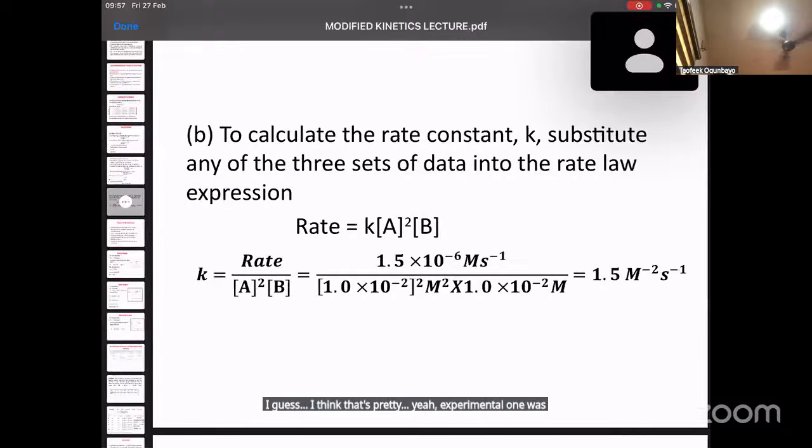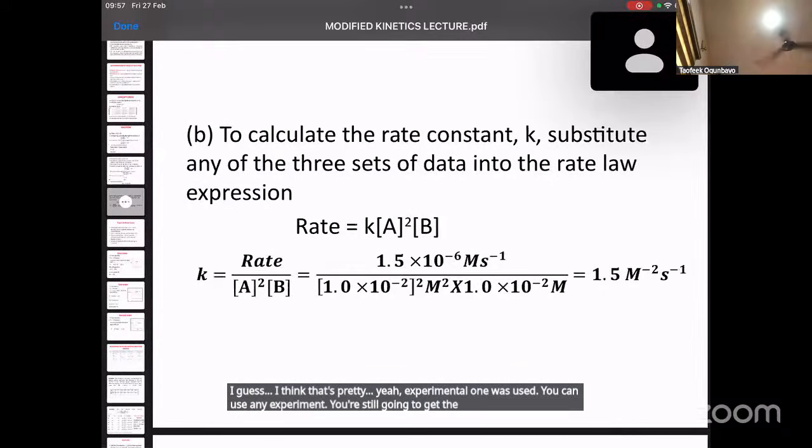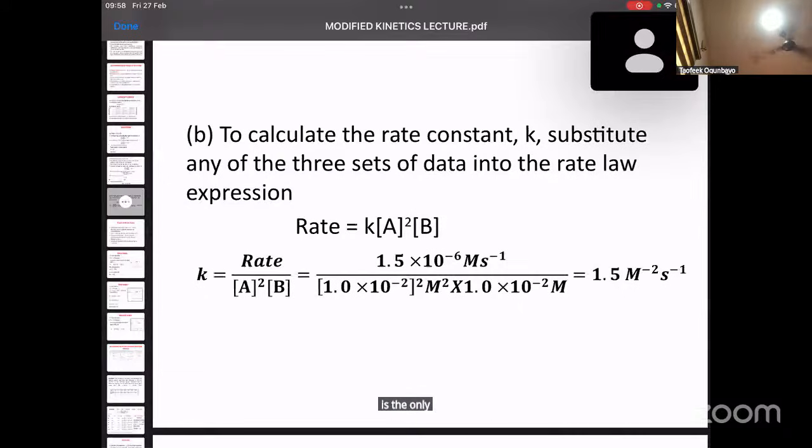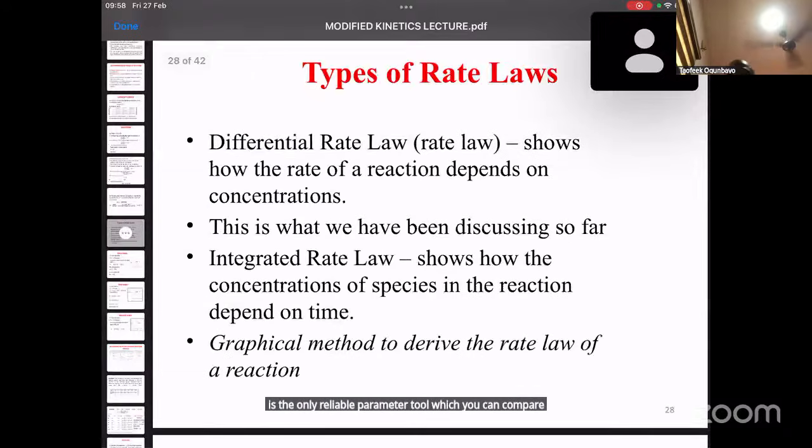You can use any experiment; you're still going to get the same thing. Remember, for different experiments, you have different concentrations and different rates, but you're still going to get the same rate constant. That's why the rate constant is the only reliable parameter with which you can compare reactions.